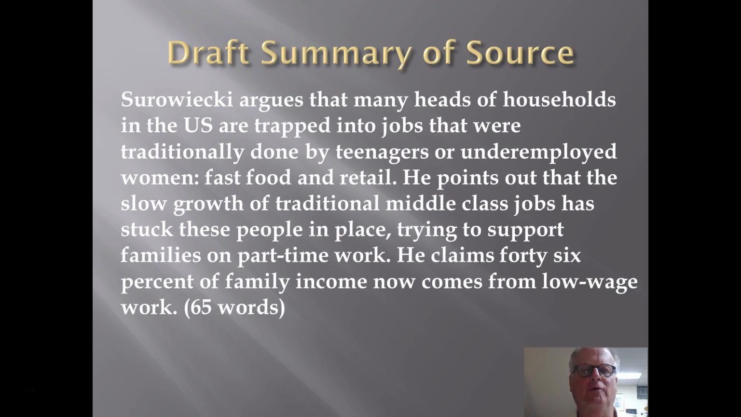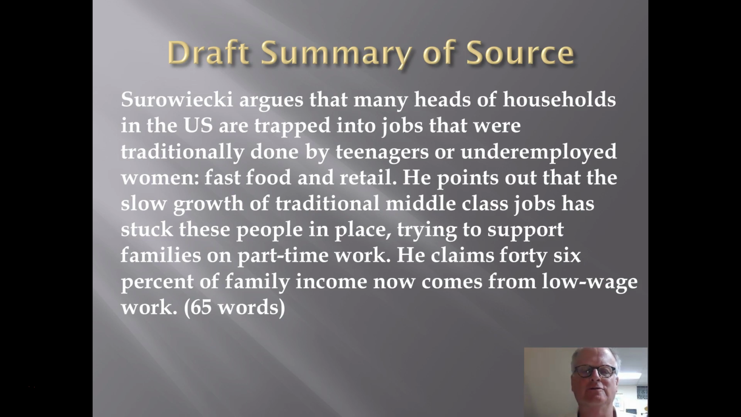So here's a summary, and I wrote this relatively quickly after I read the paragraph 4 or 5 times. Surowiecki argues that many heads of households in the U.S. are trapped into jobs that were traditionally done by teenagers or underemployed women, fast food and retail. He points out that the slow growth of traditional middle-class jobs has stuck these people in place, trying to support families on part-time work. He claims 46% of family income now comes from low-wage work. So that's 65 words.